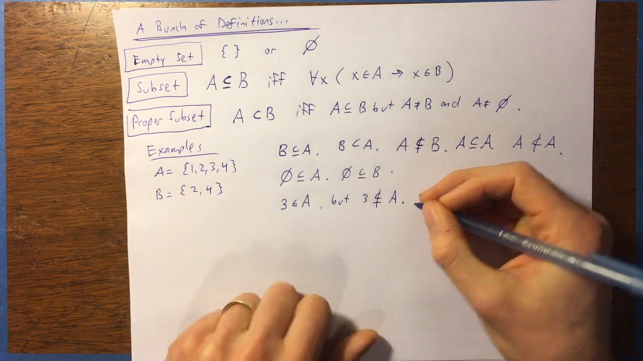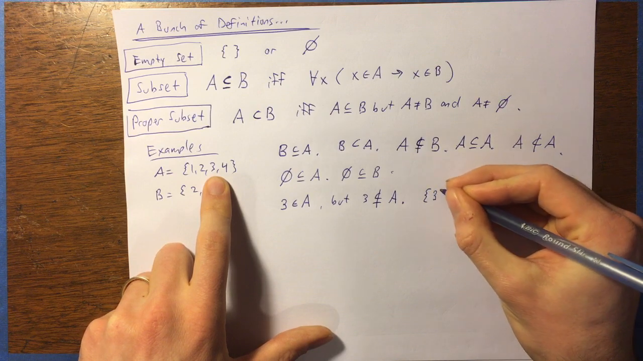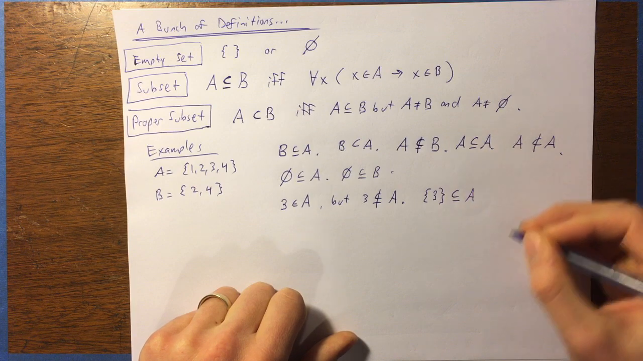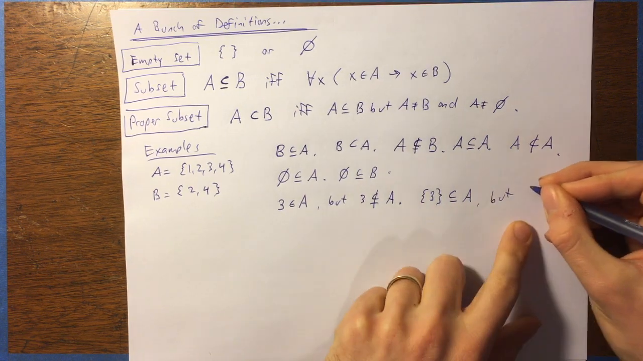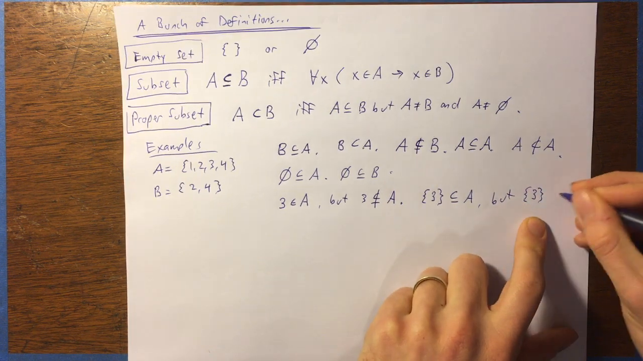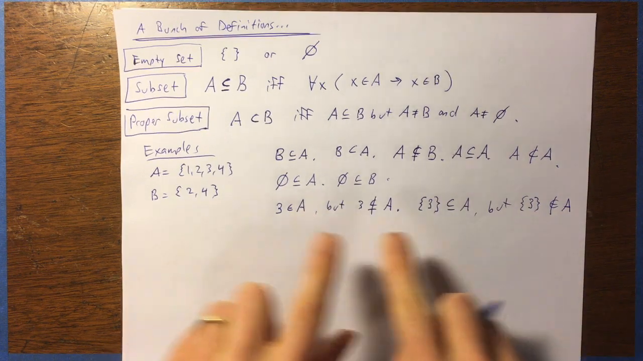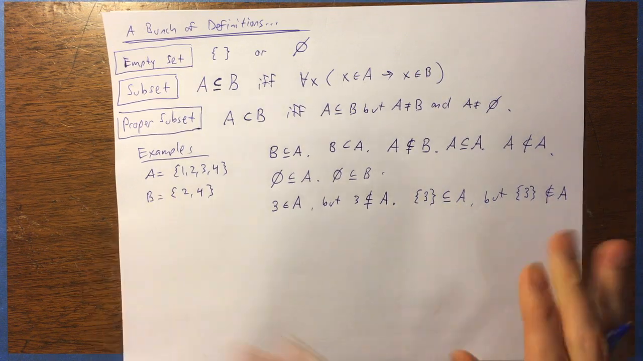Now, if I wanted to talk about a subset containing just 3, I could write this. I could write it in roster notation with braces. That is a subset of A, like that. 3 is an element of A, but 3 with braces around it, that's not an element of A. Okay, so 3 is an element, and the set containing 3 is a subset. All right, that's the distinction.